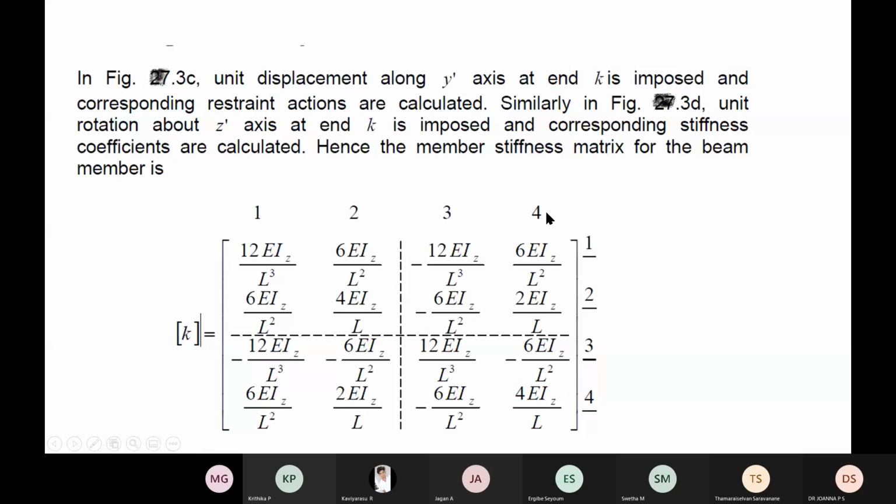So these are the possible multiple choice questions. You can get any one of the questions from here. If I ask what the stiffness coefficients are if a unit rotation is applied at end A, unit rotation means second row, second column. Unit displacement means it is the first column. Similarly, you have to follow like that.